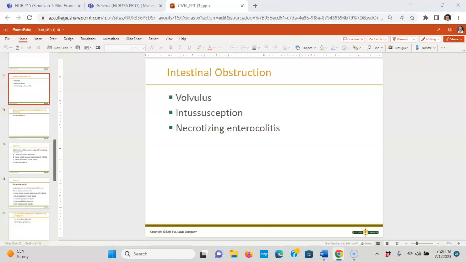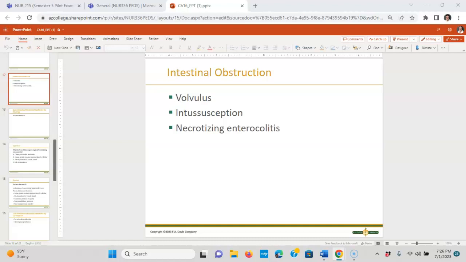Volvulus occurs most often in the first 6 months with intense crying and pain, pulling up the legs to the abdomen, abdominal distension, bilious vomiting, tachycardia, and tachypnea. You're going to do an upper GI series, CBC with lytes. You can imagine IV fluid, right? So emergency surgery. We need to get that counterclockwise.